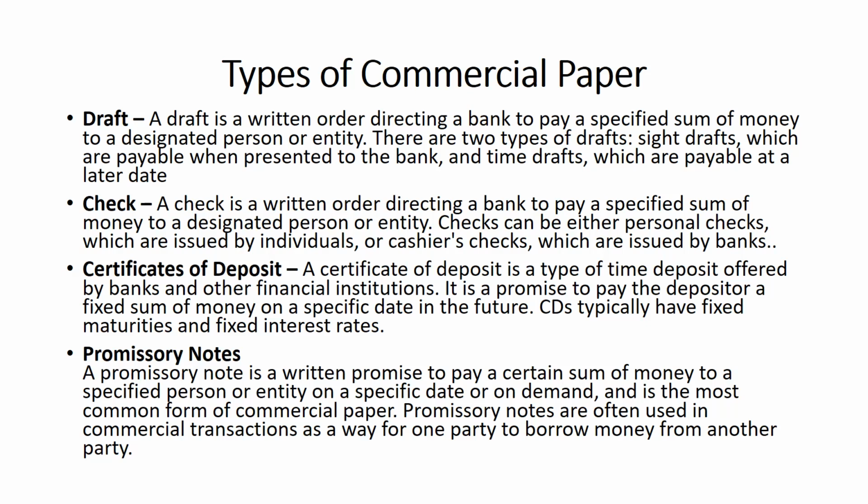Now the promissory note. If we see all these types, they are kind of the same: it is a draft or a check, but it goes through the bank, or it is a certificate of deposit, also by the bank or financial institution. A promissory note is a written promise to pay a certain amount of money to a specified person or entity on a specific date or on demand, and is the most common form of commercial paper. Promissory notes are often used in commercial transactions as a way for one party to borrow money from another party.